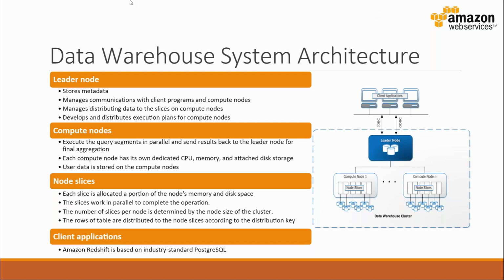Yesterday I showed one diagram, right? For example, if you see four nodes, and each node has two slices, then how many slices do you have in total? You have four nodes, and each node has two slices. Eight.